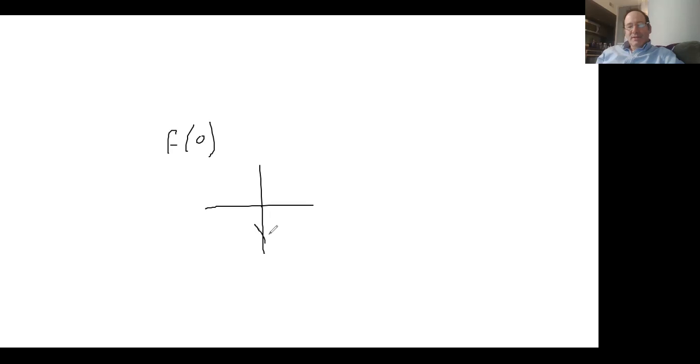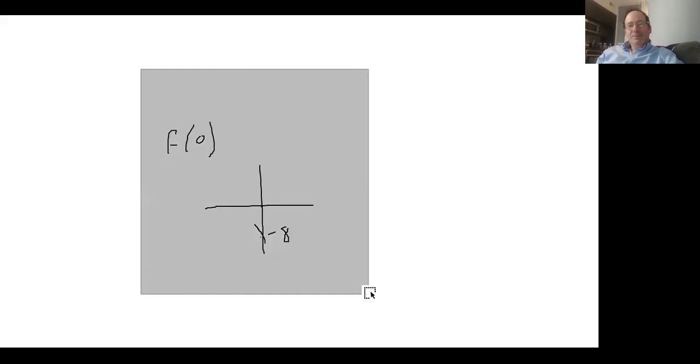Question number 3 is a graph. It says, the graph of y equals f of x is shown in the xy plane. What's the value of f of 0? Okay, f of 0 just means what's the y value when x is 0, when x is at this point. And so if you look at the graph, you see it crosses at exactly -8. Okay, I just drew part of the graph there, but that's the only part you need. So answer choice A for number 3.